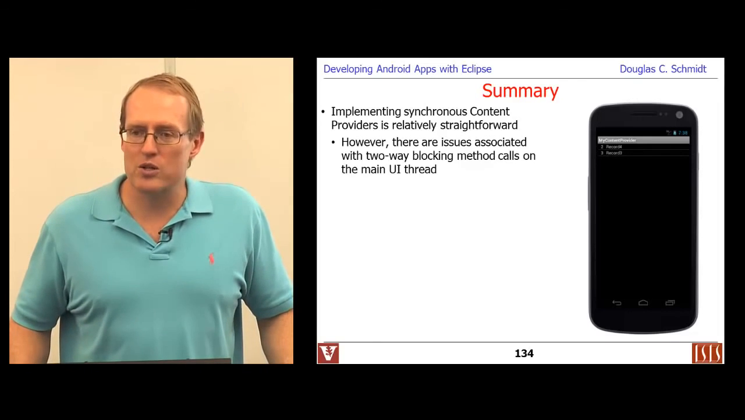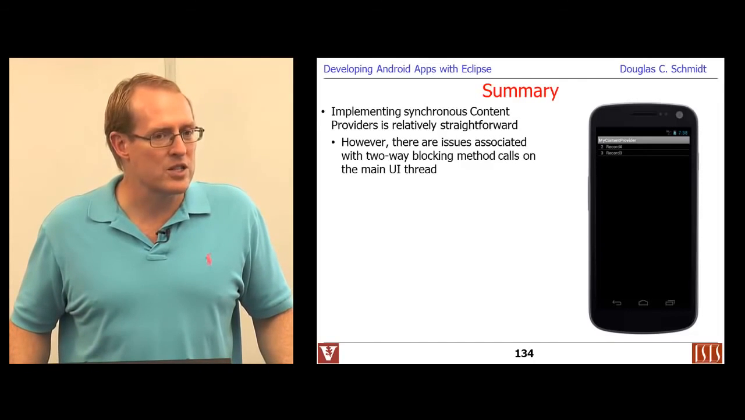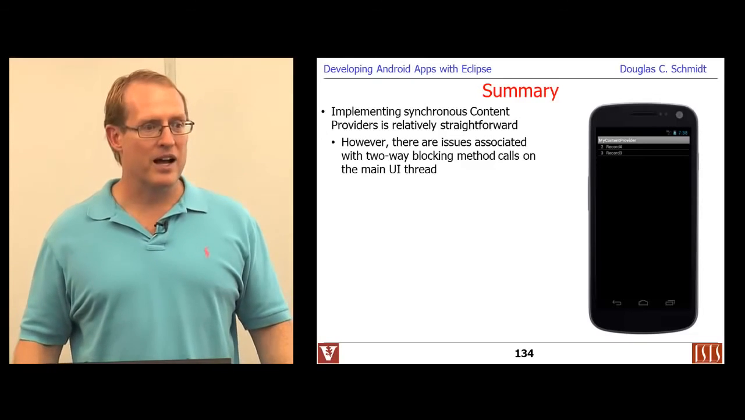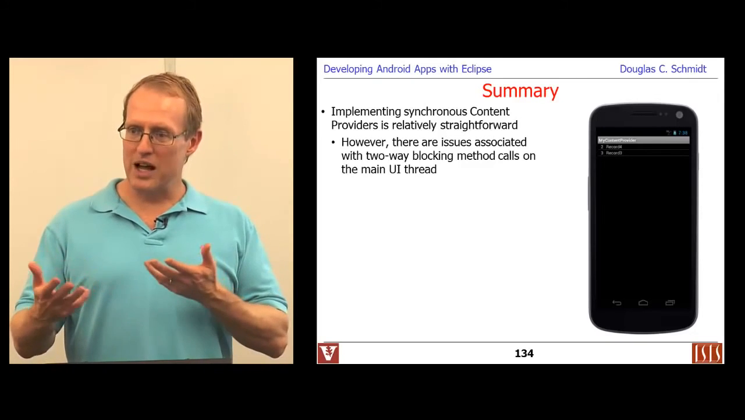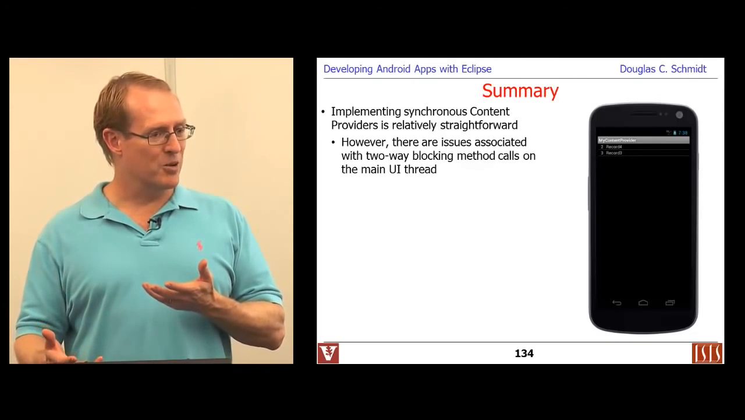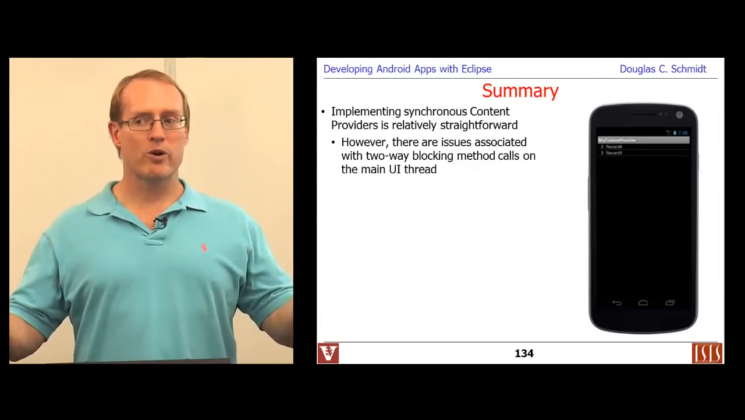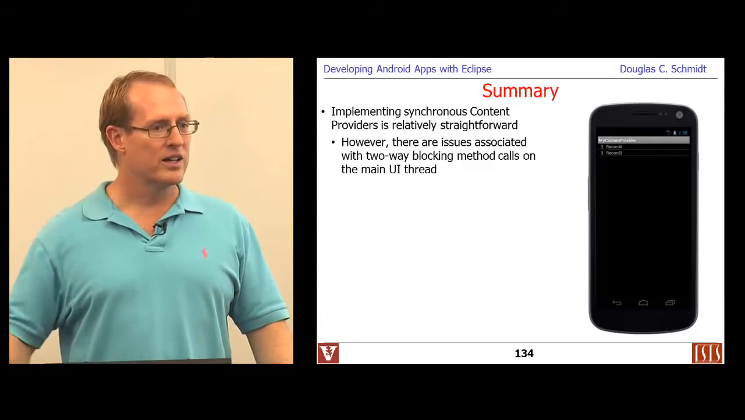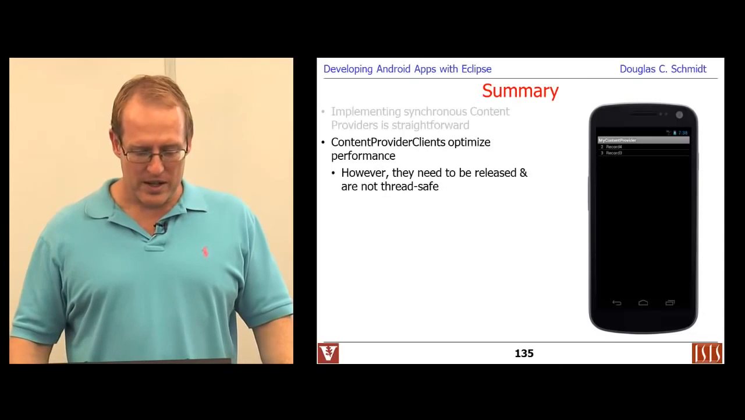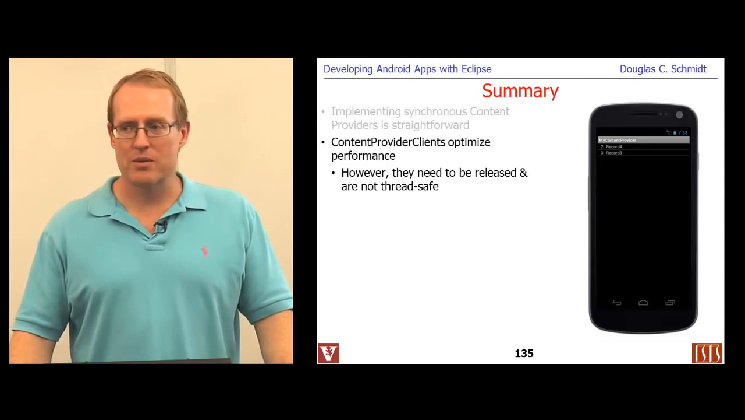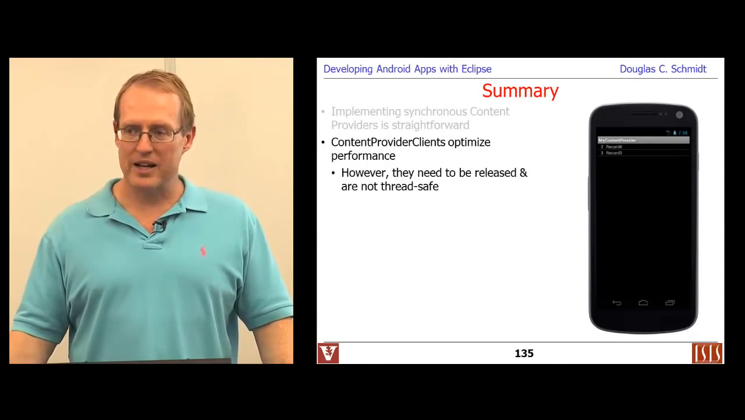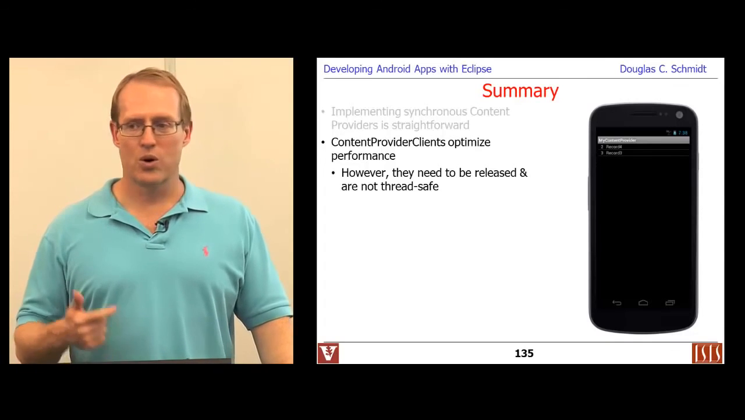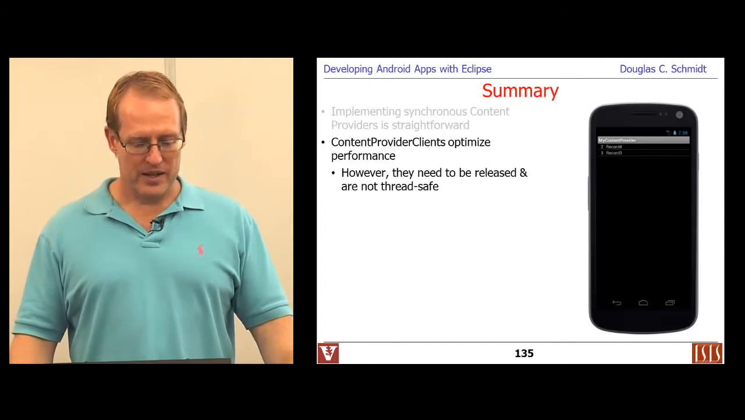There are issues, of course, with two-way calls using synchronous operations, because they can block, and the main thread could block for an indeterminate amount of time if you do a big query, for example, or you go across the network. So as a consequence, you probably want to use some of the asynchronous techniques we're going to talk about next, like cursor loaders or async query handlers.